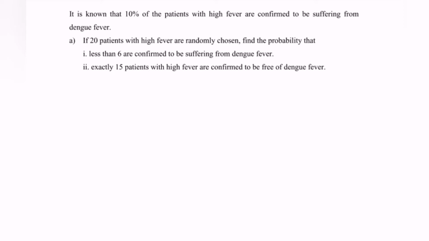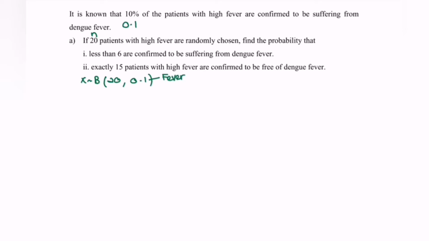In this video, I'm going to discuss the situation for special probability distribution. It is known that 10%, where we have 0.1, of the patients with high fever are confirmed to be suffering from dengue fever. If 20, where we have n patients with high fever, are randomly chosen, find the probabilities that. So first of all, we must have the title. X is binomially distributed with n = 20 and p = 0.1 for the fever.